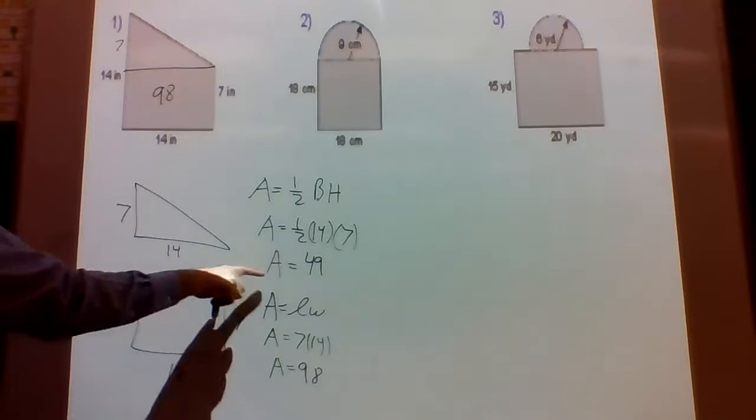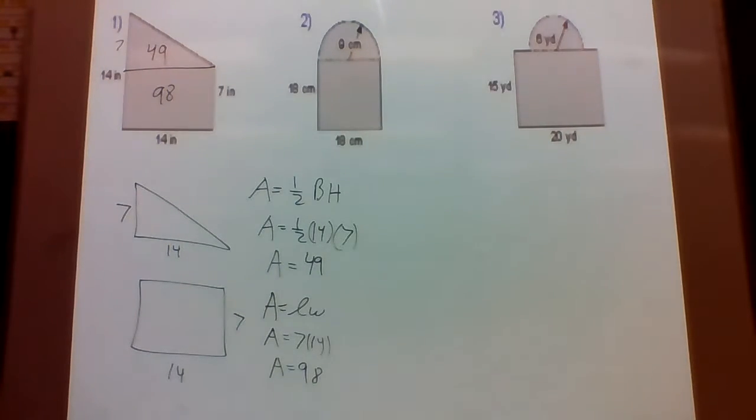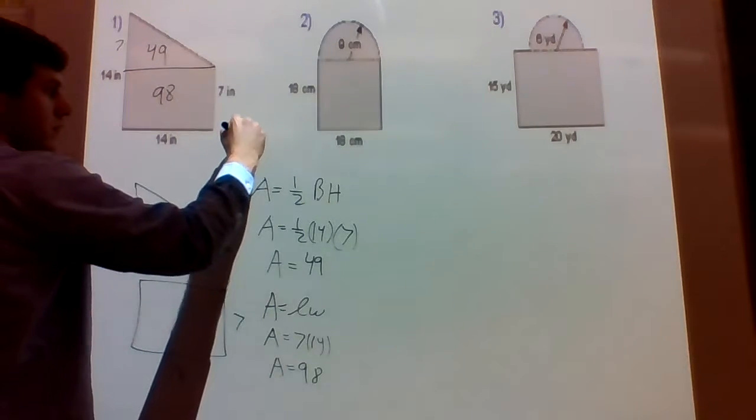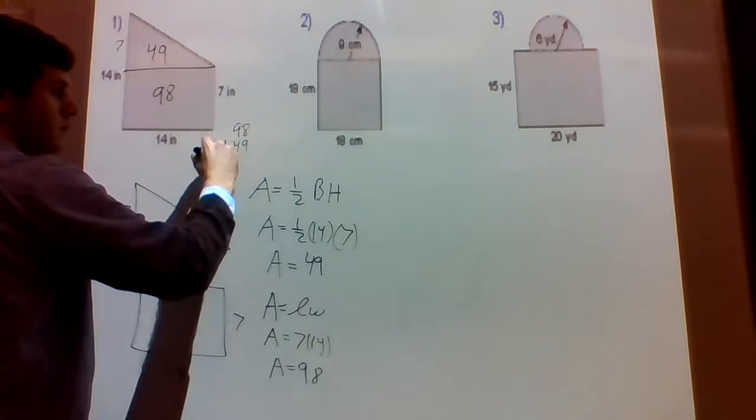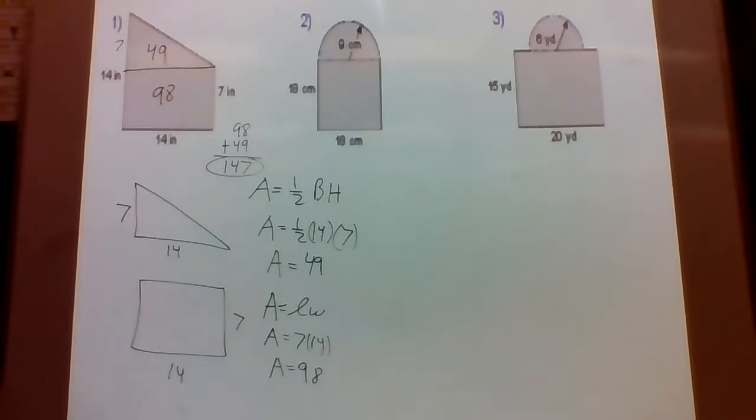The area of the triangle is 49. So what's the area of the whole thing? The area of the whole thing is going to be 98 plus 49, which is going to give us 147. So the area of figure 1 is 147.